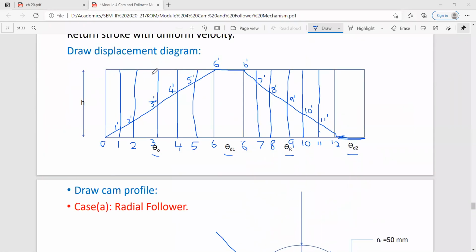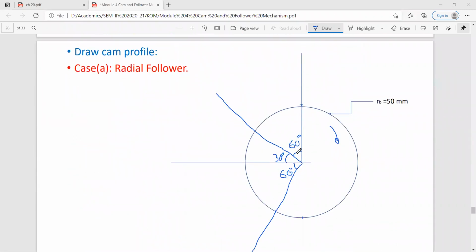So it is our displacement diagram. You can see that angle of rise theta 0 is divided into 6 equal parts. Then in the same way, the angle of rise will be divided on the cam profile. So the angle of rise, you can see, is 60 degree, divided into 6 equal parts. So each part will be of 10 degree. Correct. So we will divide it into 6 parts.